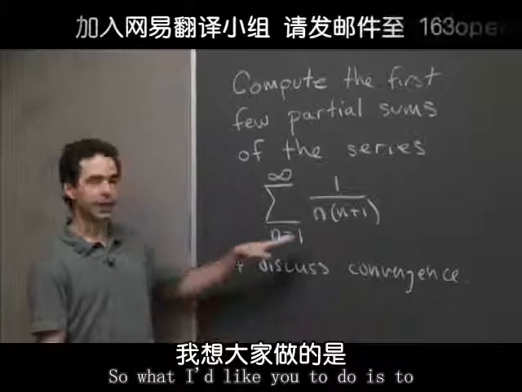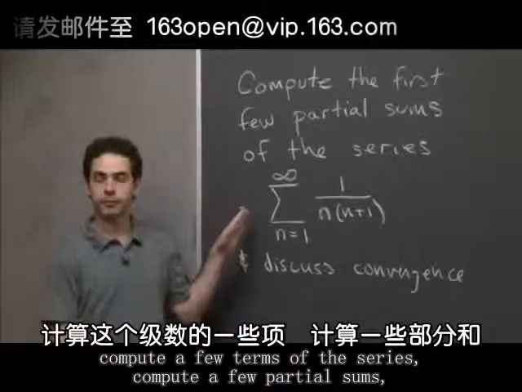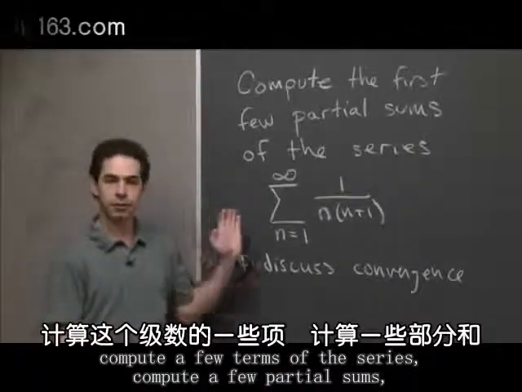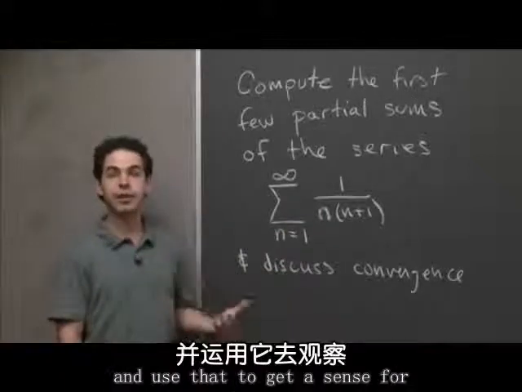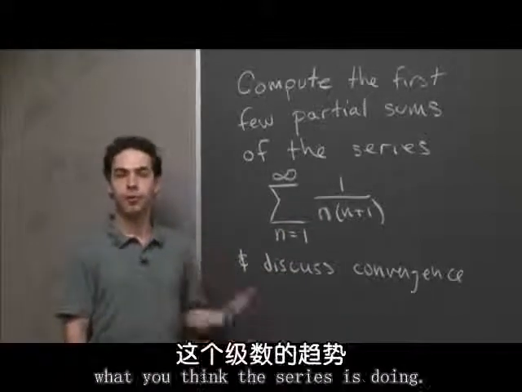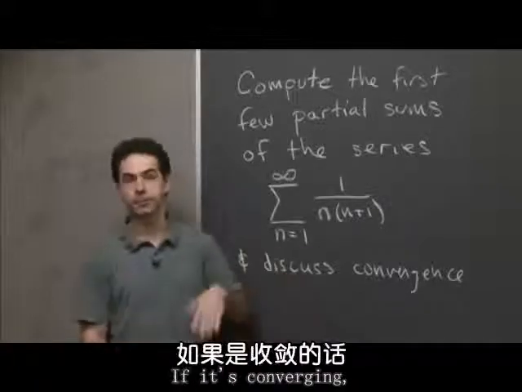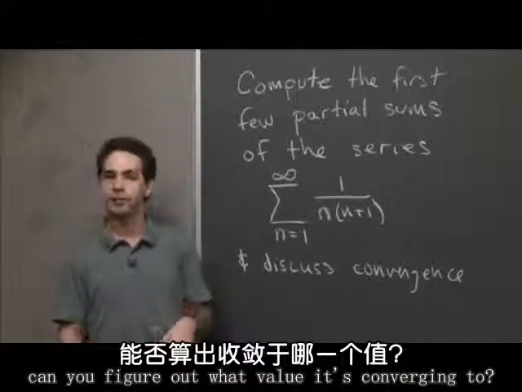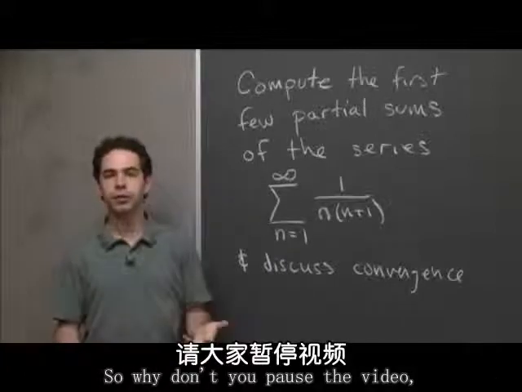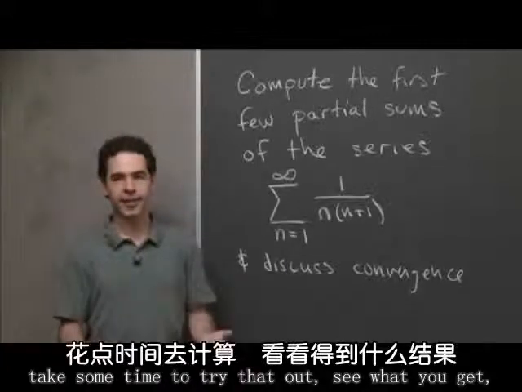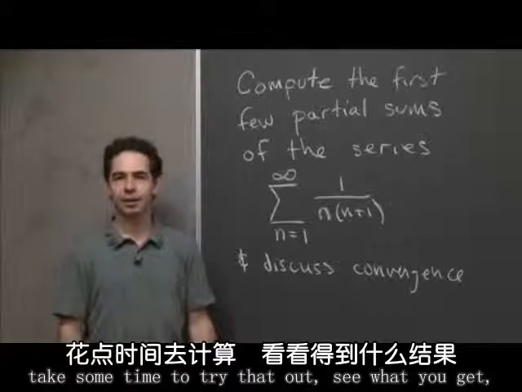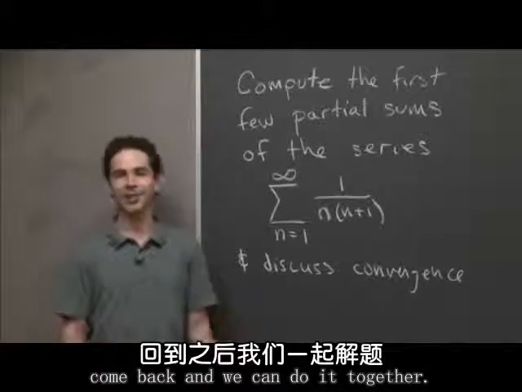So what I'd like you to do is to compute a few terms of the series, compute a few partial sums, and use that to get a sense for what you think the series is doing. Is it converging? Is it diverging? If it's converging, can you figure out what value it's converging to? So why don't you pause the video, take some time to try that out, see what you get, come back, and we can do it together.